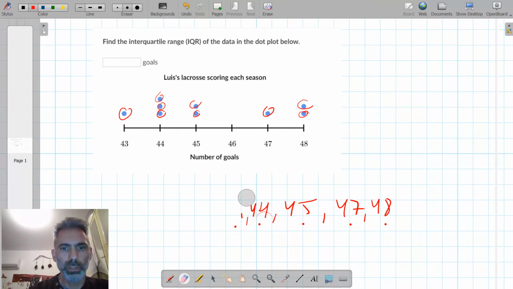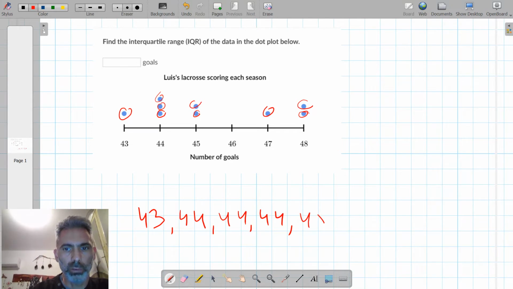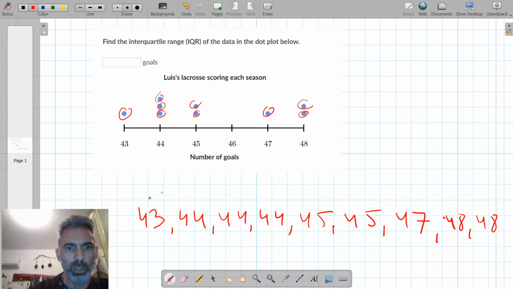Sorry, I made a mistake. So let me just write this again. 43, and I have 3 data points of 44, 44, 44, and 44. And now I have 45 and 45 again, and 47 and 48 and 48. Now 1, 2, 3, 4, 5, 6, 7, 8, 9 data points.